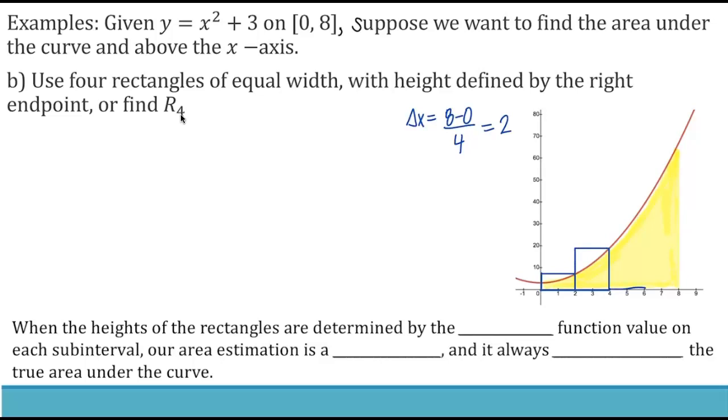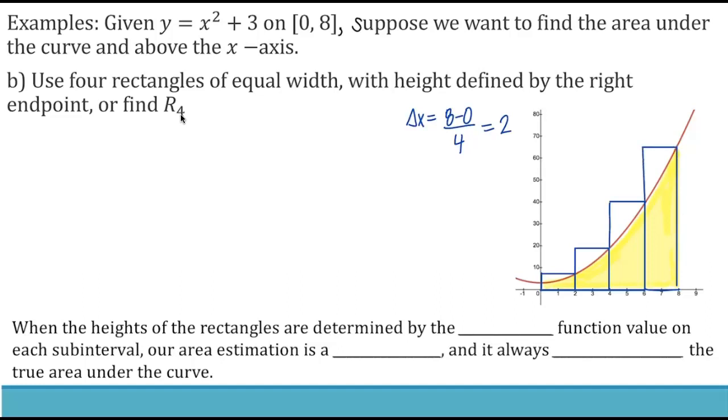Then the interval from 4 to 6 on the x-axis. 6 is the right side of that interval, so that will define the height over that interval from 4 to 6. And finally, from 6 to 8, the right side will define the height, which would be that 8 over that interval from 6 to 8.